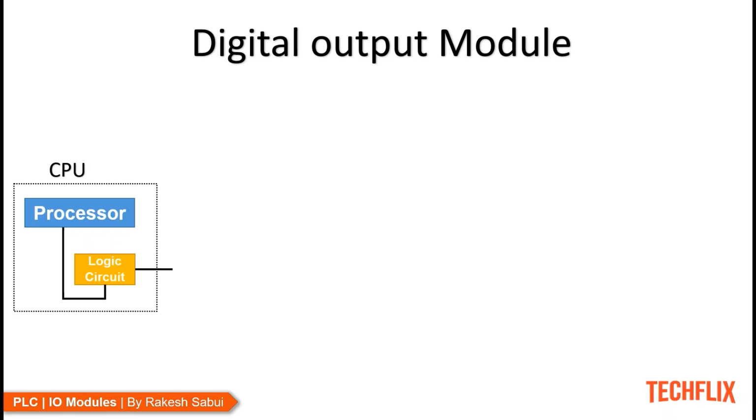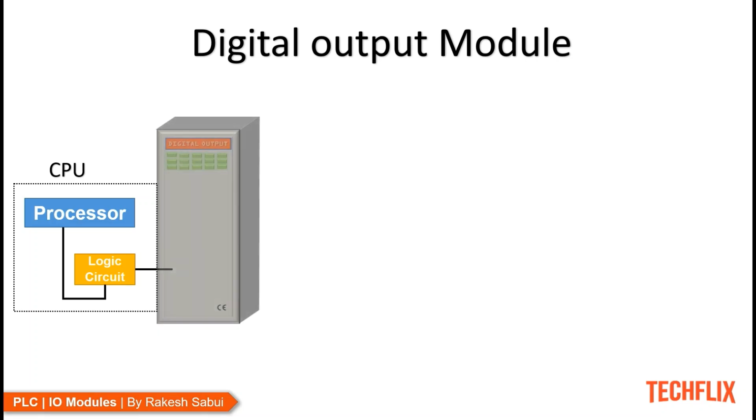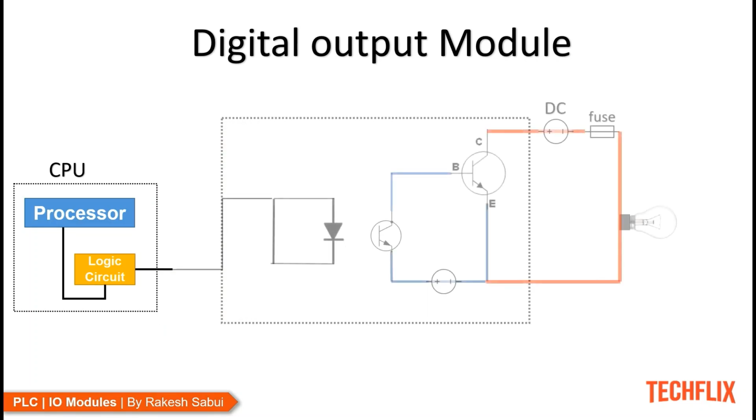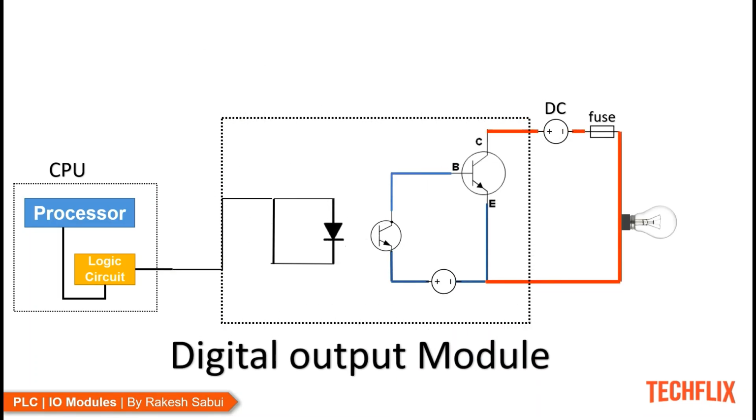The DC output module works similarly to the AC output module. The output of the processor in the CPU goes to the DC output module. The DC output module consists of the circuit as shown. The output from the processor in the CPU goes to the light-emitting diode. The light-emitting diode emits a light pulse, corresponding to the digital output from the processor. This light pulse triggers the light detecting element, and it in turn allows the DC current to flow through the base of the transistor. So now the current can flow through the collector terminal of the transistor to drive the load.